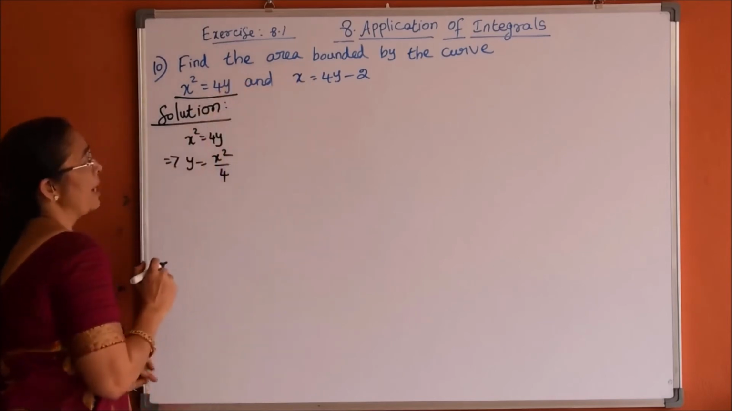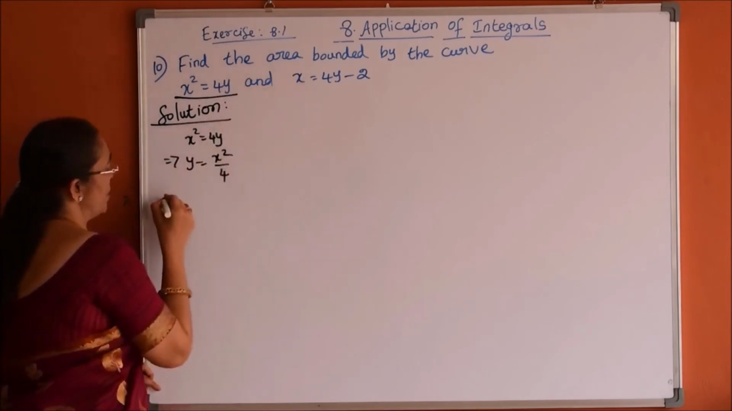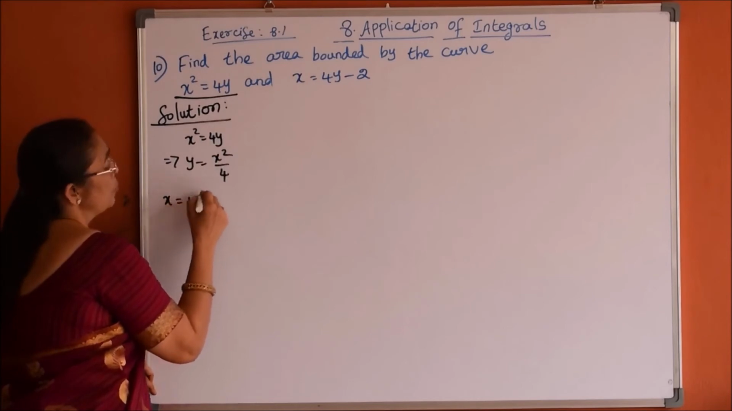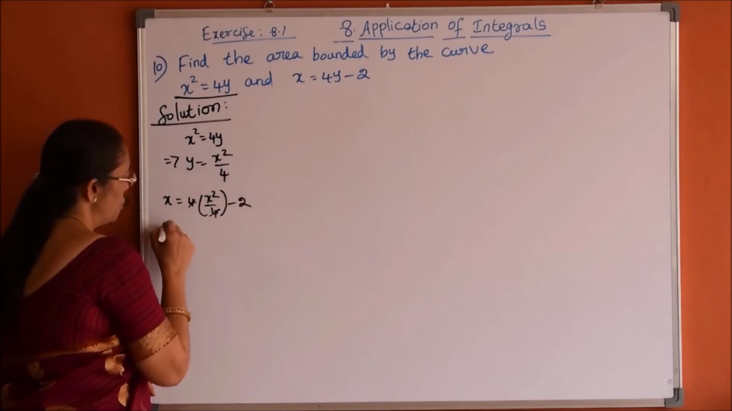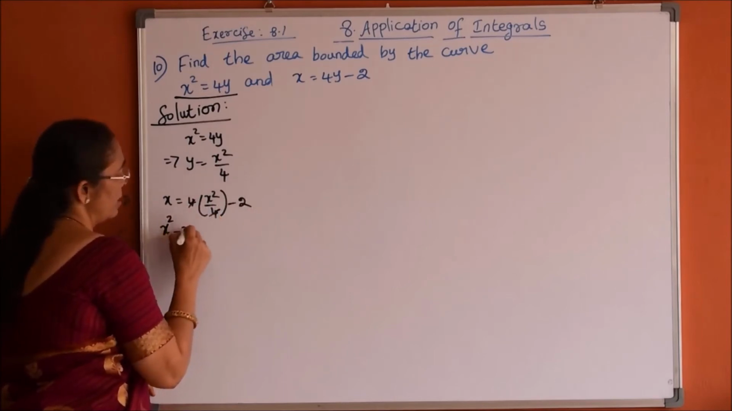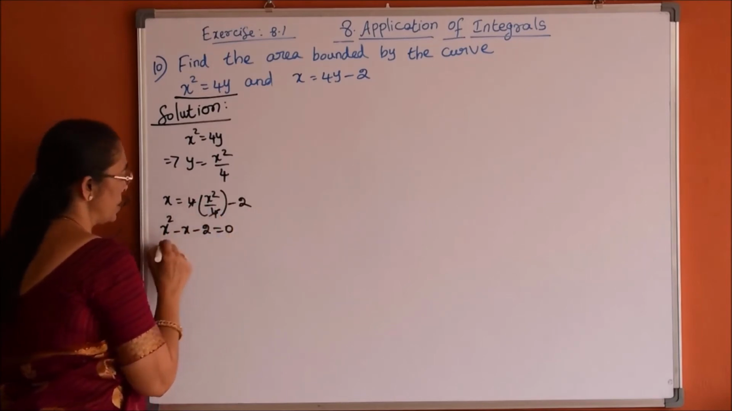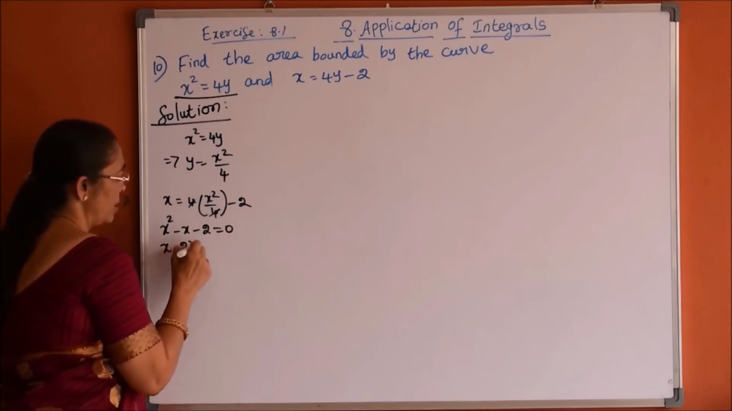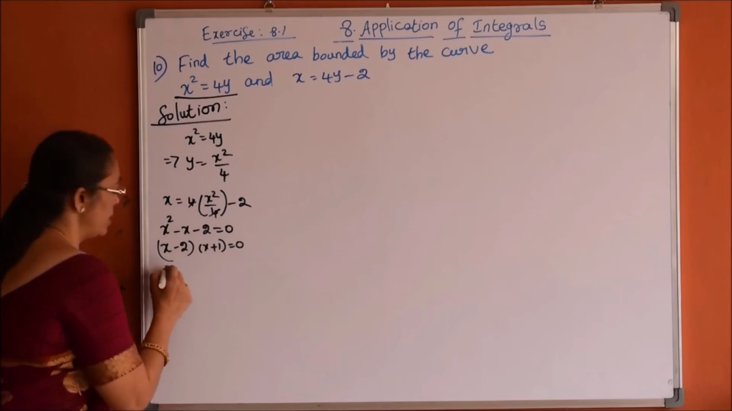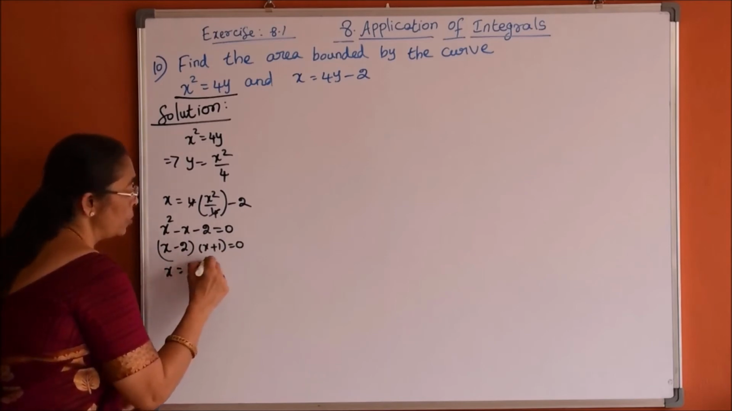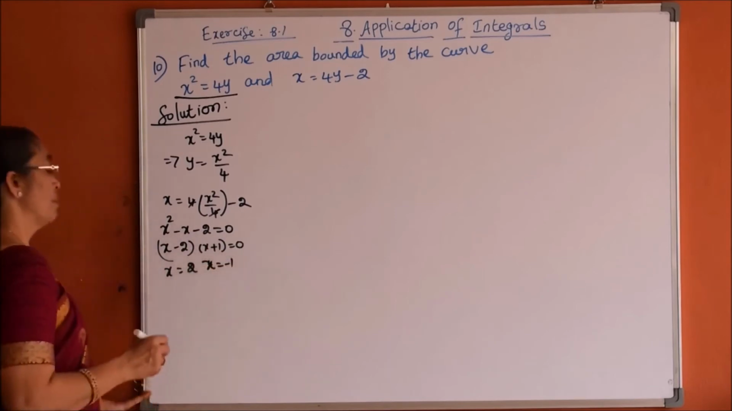Substituting y value x square by 4 in the second equation, x is equal to 4 into x square by 4 minus 2. So the quadratic equation is x square minus x minus 2 is equal to 0. The factors are minus 2 and plus 1, so x minus 2 times x plus 1 is 0. So x is equal to 2 or x is equal to minus 1.